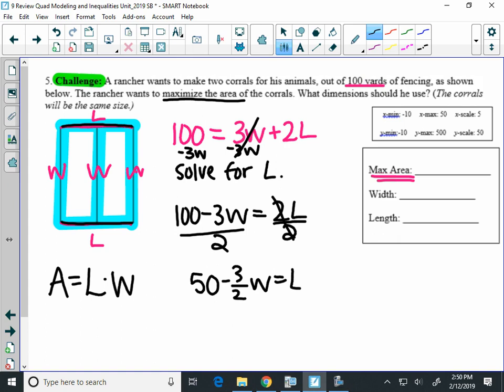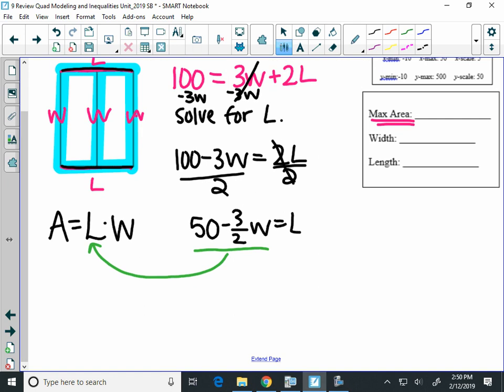Now what that length allows me to do is take that equation I just wrote and substitute it into the area formula for L, because look what happens when I do that. When I substitute in, I get A equals, right? So instead of L, I'm writing 50 minus 3 over 2 W times the width. I have one equation with just width this time, one variable.